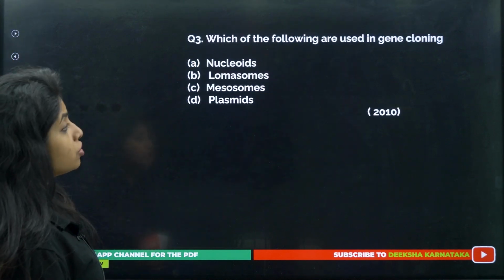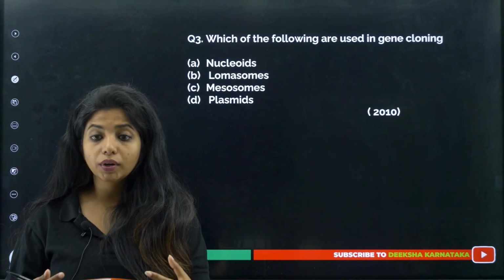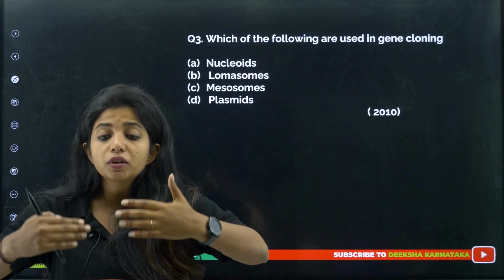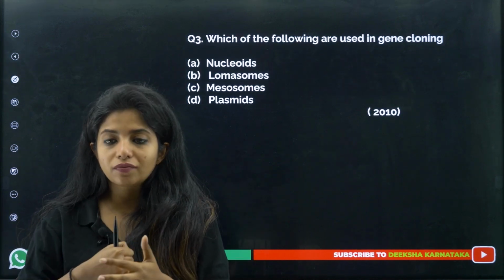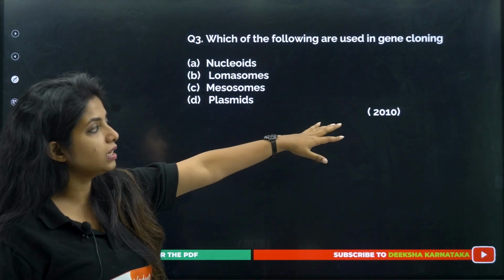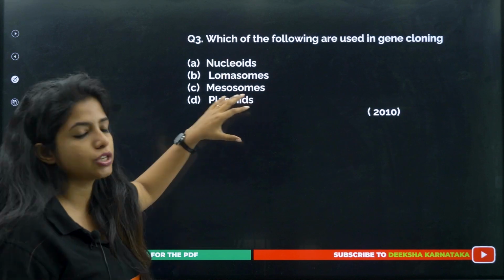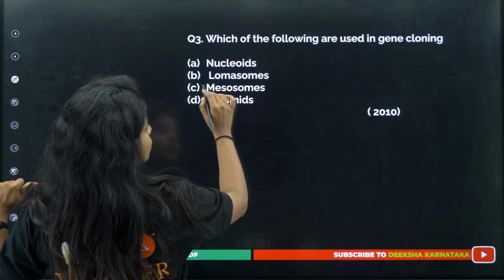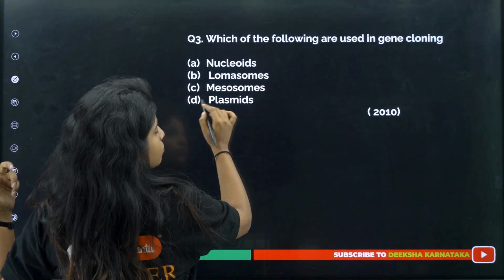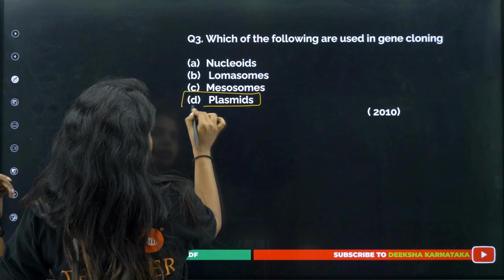Which of the following are used in gene cloning? What do you mean by gene cloning? Basically, you want to create multiple copies of one particular gene. So which of them is utilized over here? This is a NEET 2010 question, and this is a direct question. The options are nucleoids, lysosomes, mesosomes, plasmids. What is the answer, children? It is plasmid.